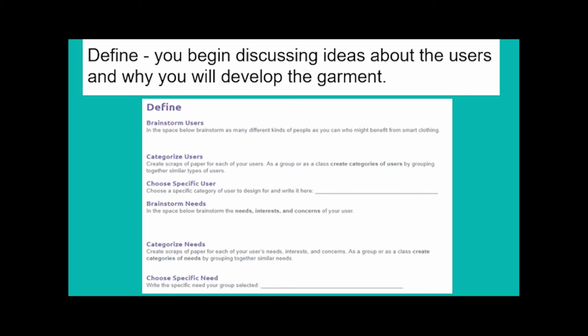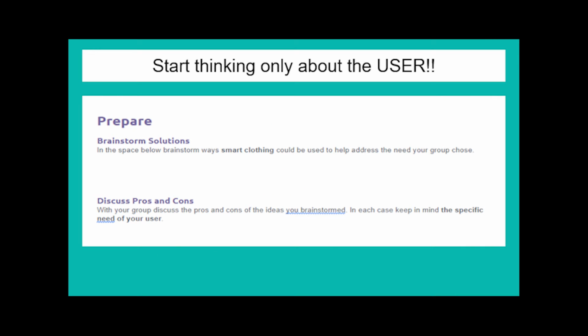Now, the next part is prepare. This is start thinking only about that user. That's all you're thinking about. You're going to brainstorm again about ways smart clothing could be used to help address the needs your group has chosen. And then you're going to discuss the pros and cons.